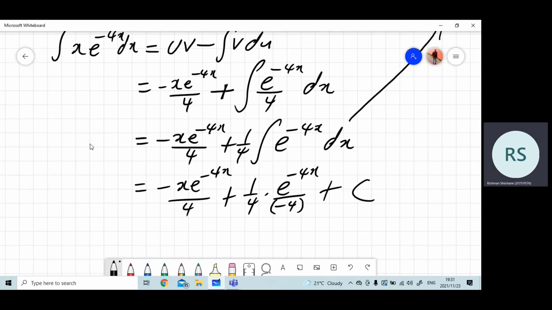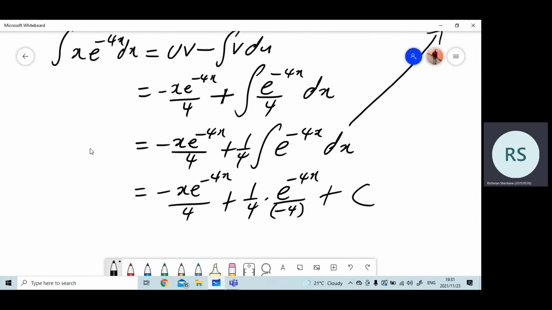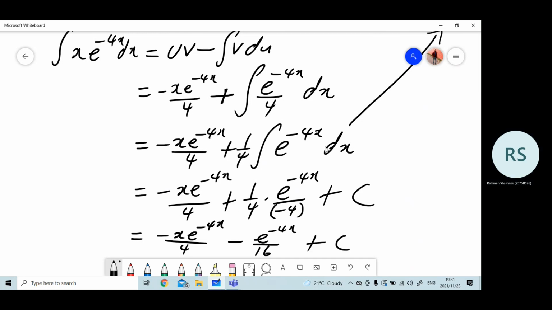Okay, I can write this in my simplified form. This would be minus e to the minus 4x over 16 plus c. This is my answer, right?